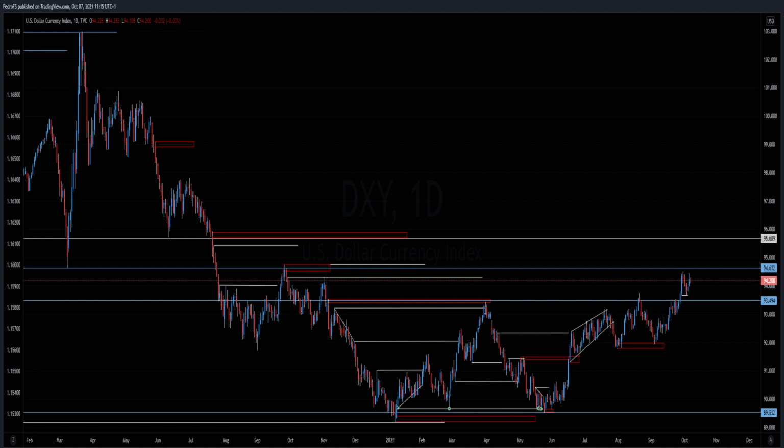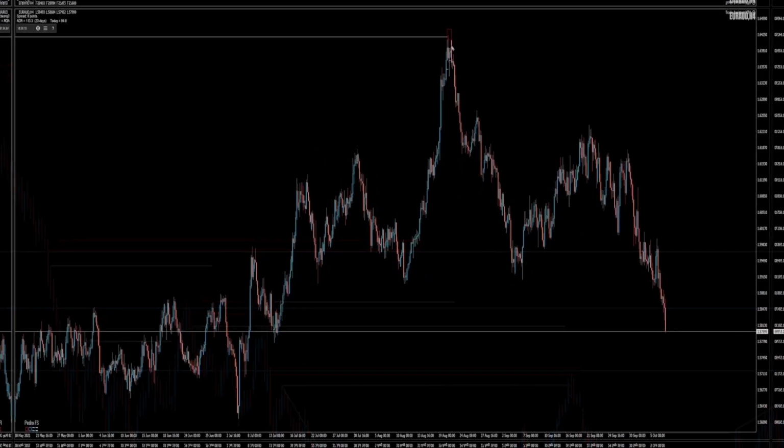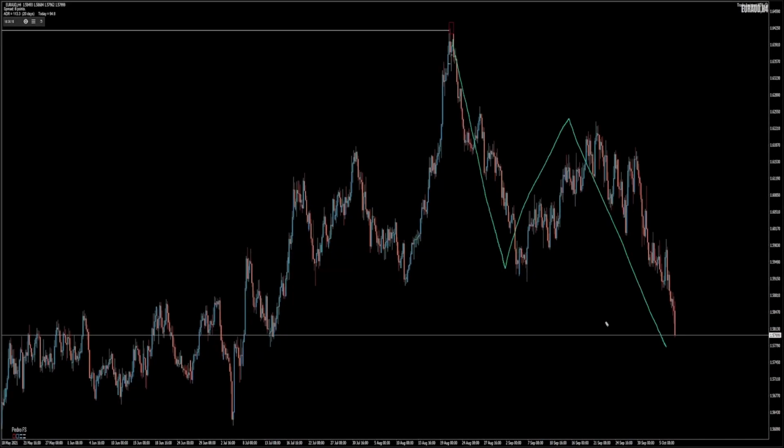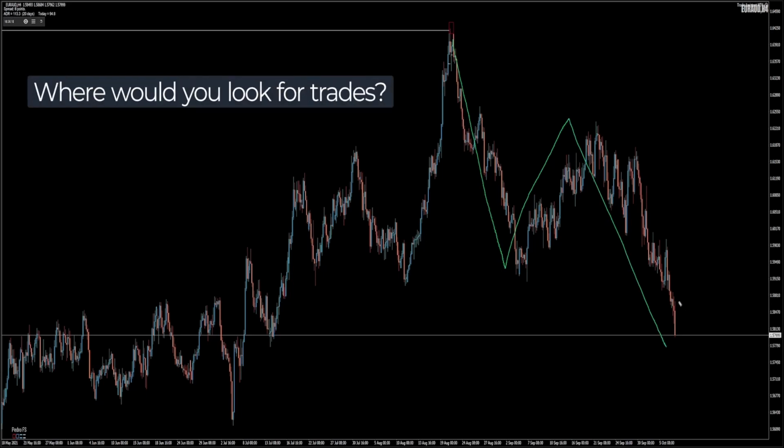Do you look for ways to enter in favor of the move, or are you looking for ways to catch the reversal? Depending on your answer, you'll know what kind of trader you are. For example, we have this Euro-Aussie dollar here, and we can see that price is moving to the downside. Where would you be looking for trades? Would you be looking for a retrace, then price to carry on to the downside?